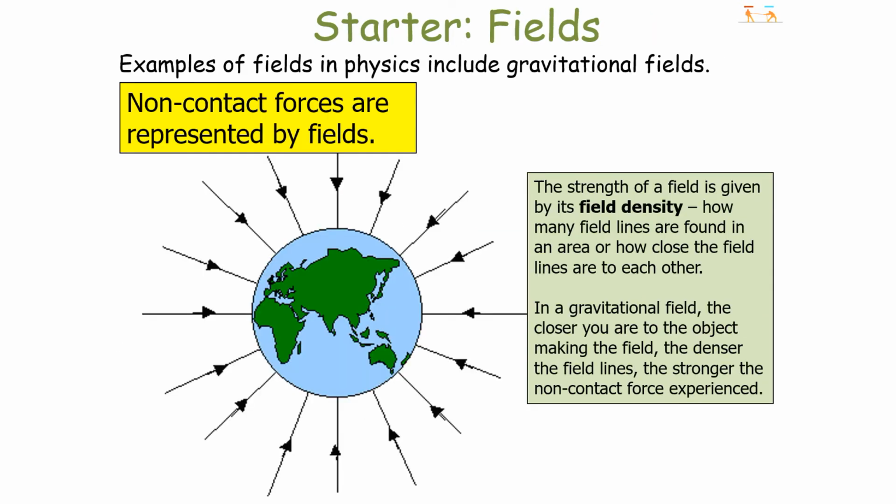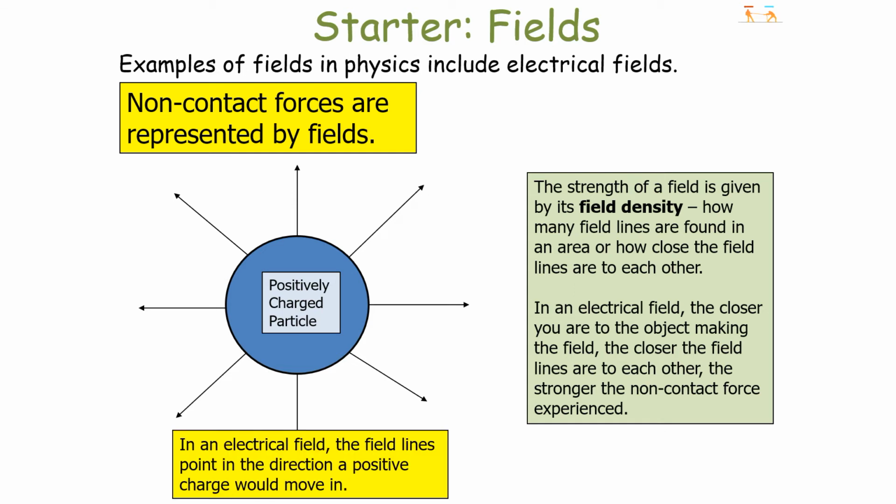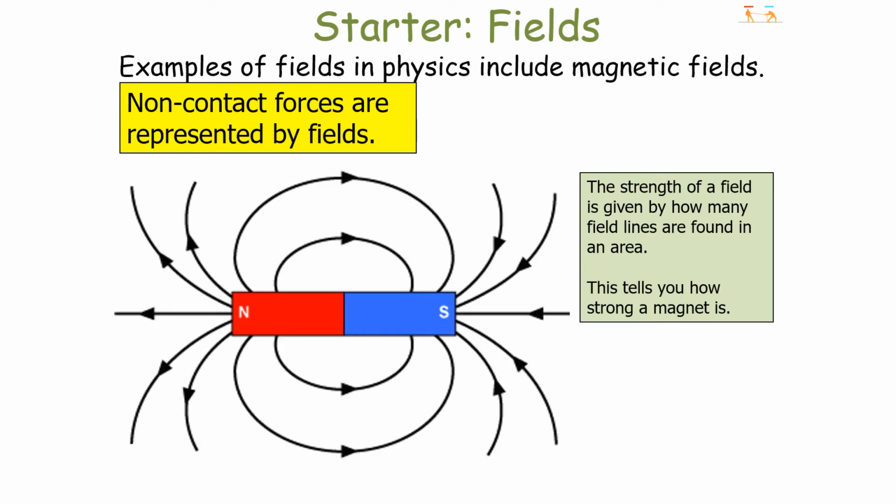Now the strength of a field line is given by its field density. How many field lines are found in an area, or how close the field lines are to each other. So, in a gravitational field, the closer you are to the object making the field, the denser the field lines, the stronger the non-contact force experienced. Now, in an electrical field, the closer you are to the object making the field, the closer the field lines are to each other, the stronger the non-contact force experienced. Now, interestingly, in an electrical field, the field lines point in the direction a positive charge will move in. So remember, the strength of a field is given by how many field lines you find in a particular area. This tells you how strong a magnet is.